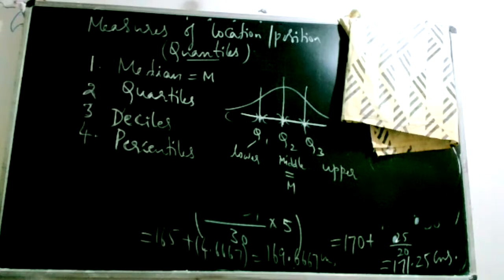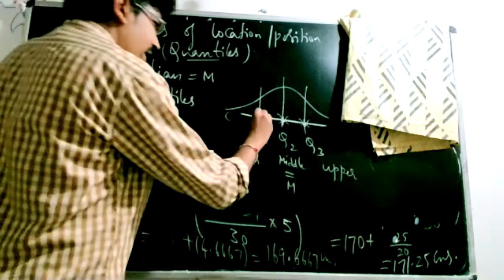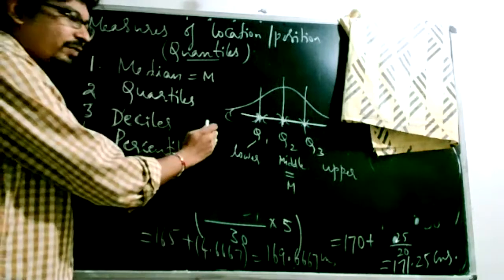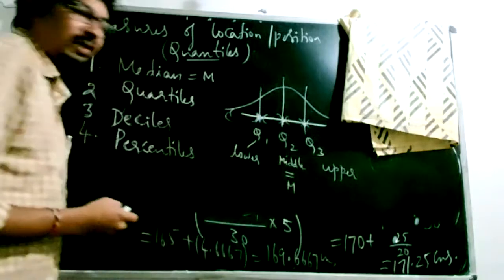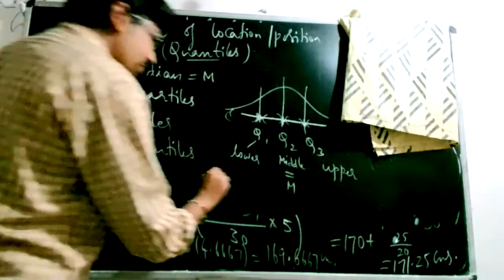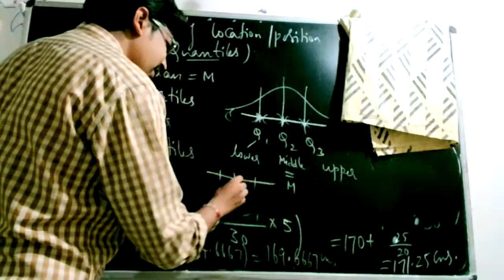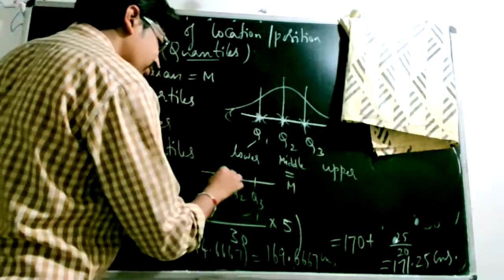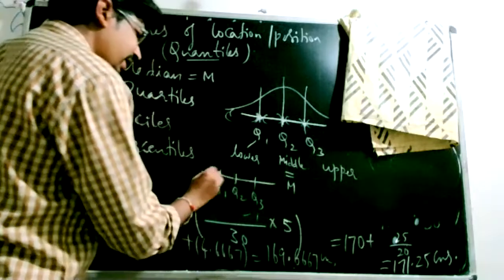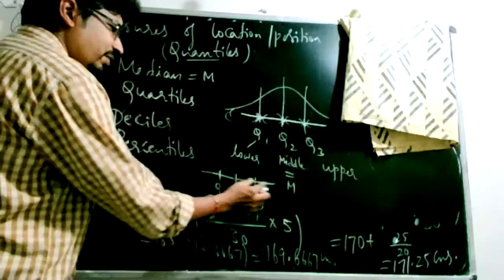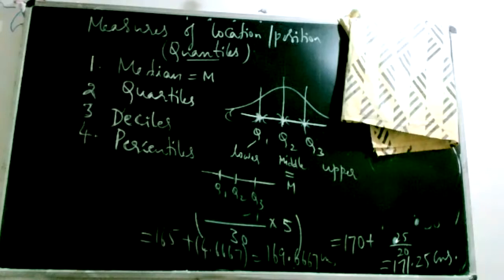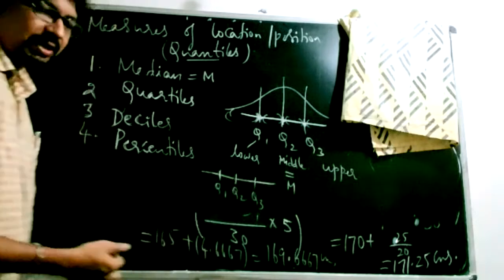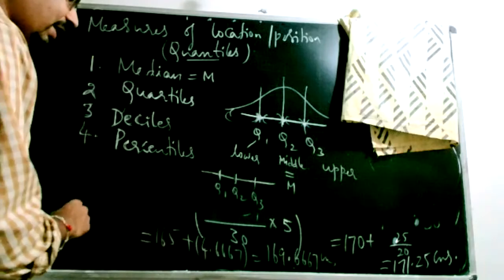Now, in terms of area, you will have 25% of observations towards the left of Q1 and 75% on the right. Why? Because the quartiles produce equal parts in the distribution, so each part is 25% of the distribution. So 25% on the left, and 3 times 25% towards the right.